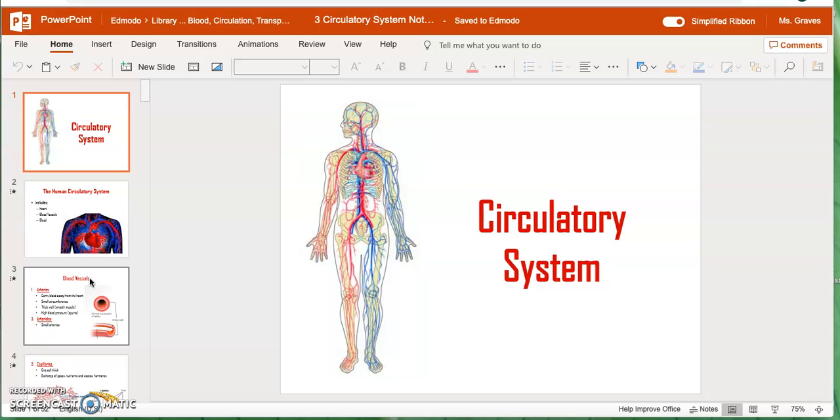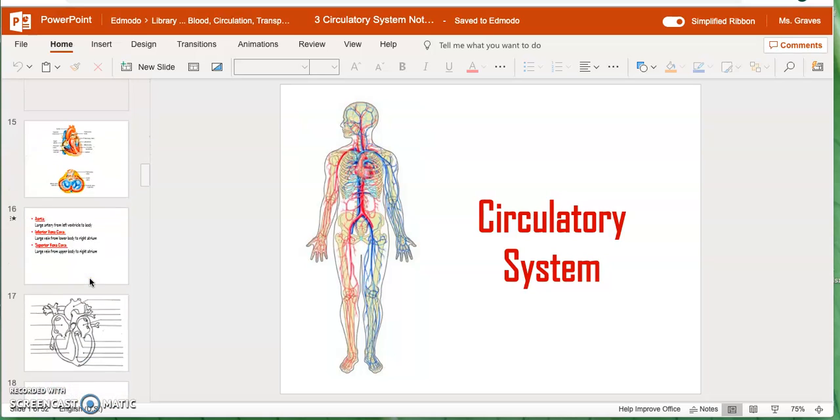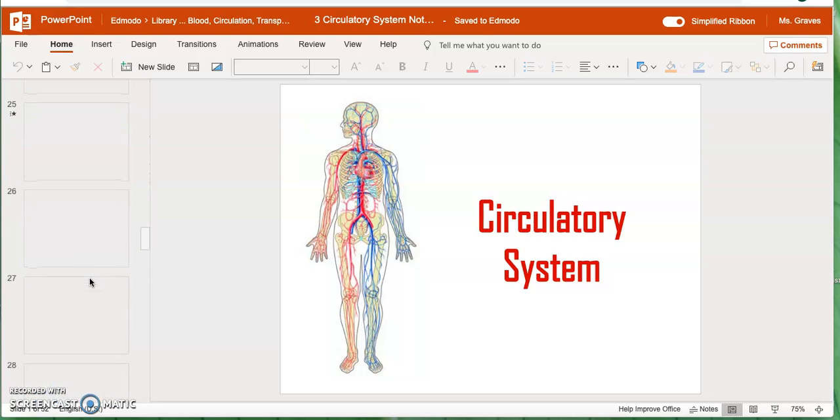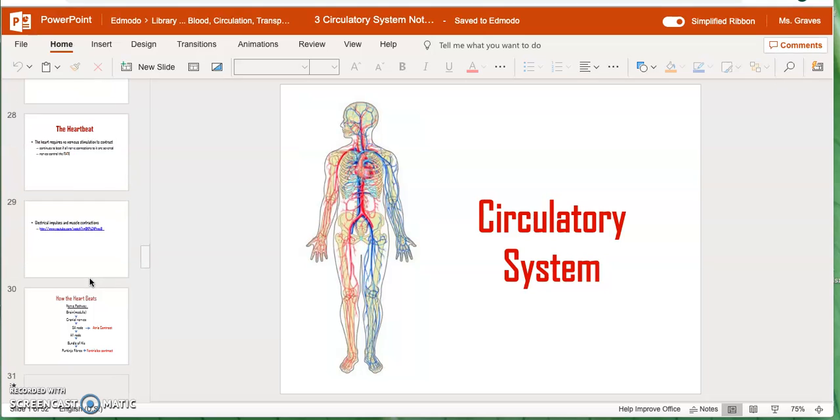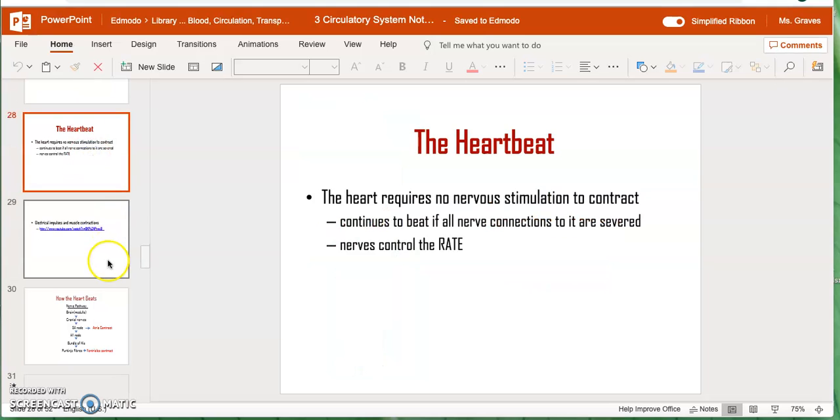So you should have a screen that looks like this when you open it up. You should have most of these notes already filled in. We are just going to talk briefly about the heart. So I hope that you have already read through this. I hope you've already filled in your notes, just making sure that you have a good understanding.